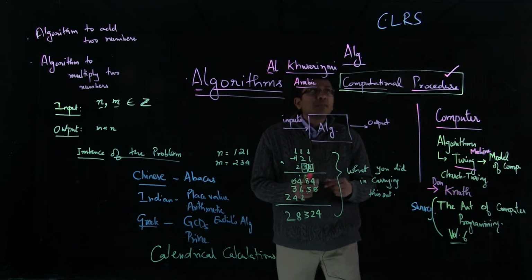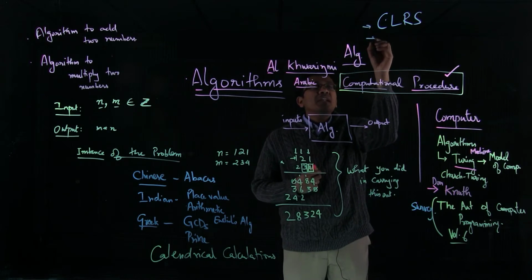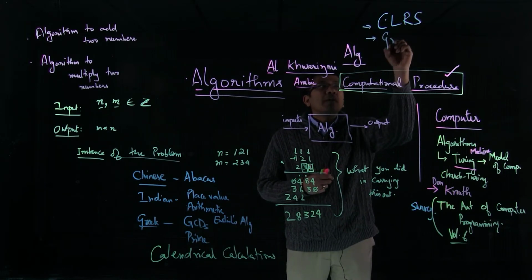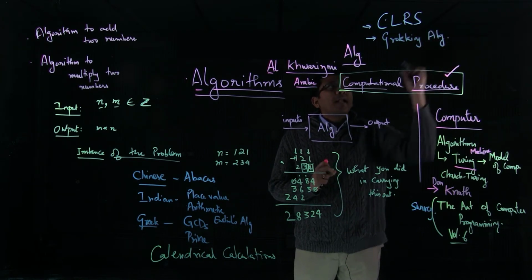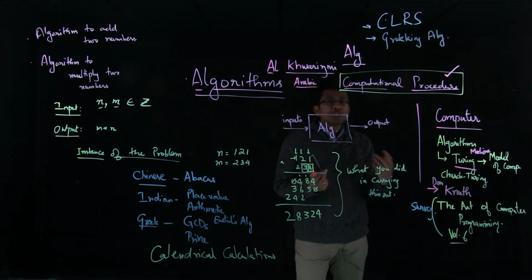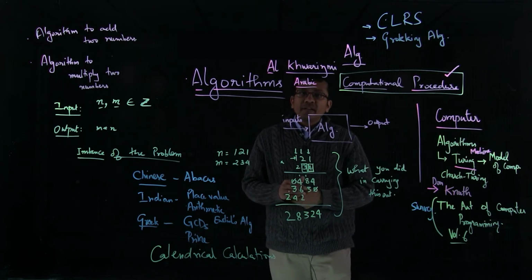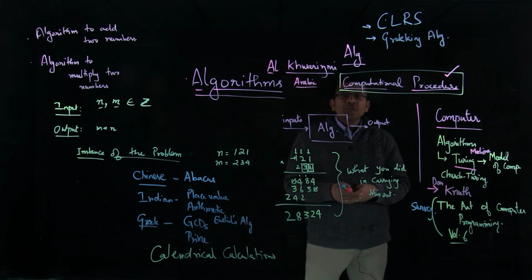Okay, and there are some other books. So recently, I came across a very delightful book called Grokking Algorithms. And I have recommended this book as an optional textbook for you to download and read. And this is a very, very useful textbook.